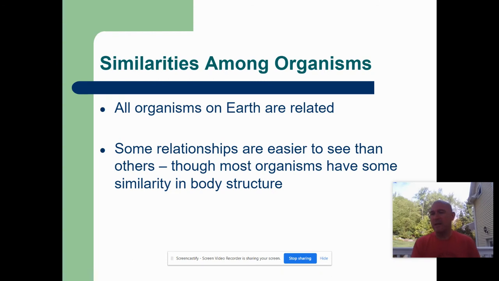A key concept, which we know, but at the time it really wasn't understood, is that all organisms on Earth are related. We all come from a common ancestor. If we go back far enough, every organism in this world comes from the same unicellular organism, the first cell that was living. That is amazing, but it's also evidence of evolution.